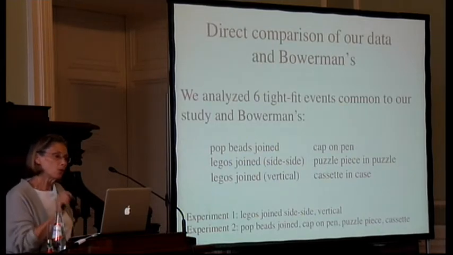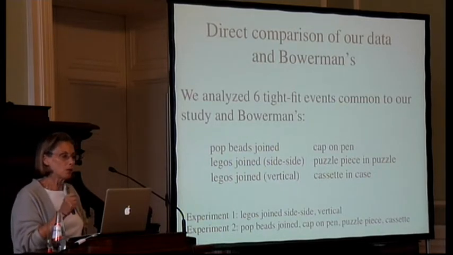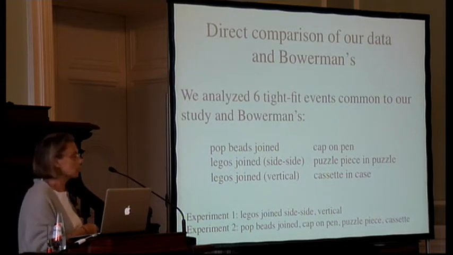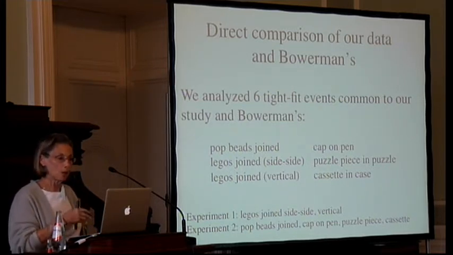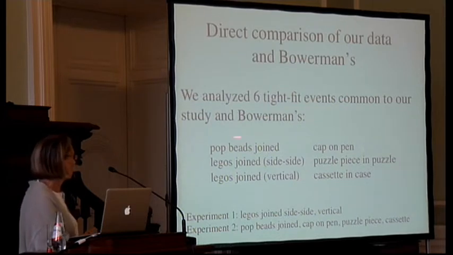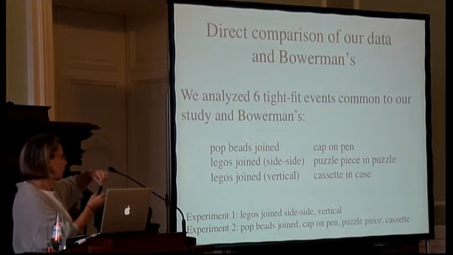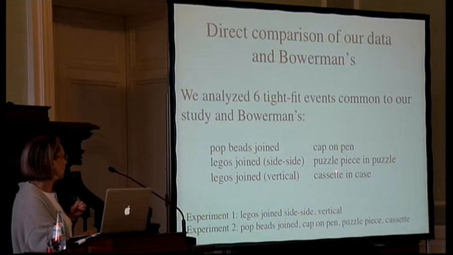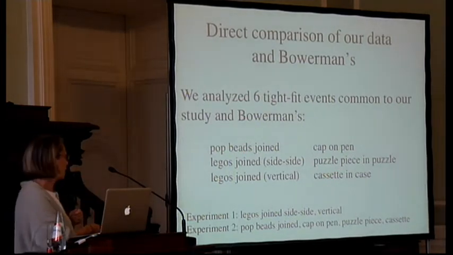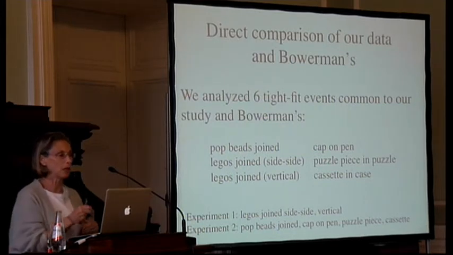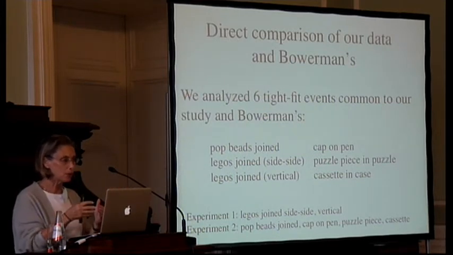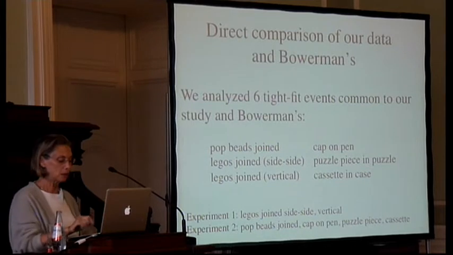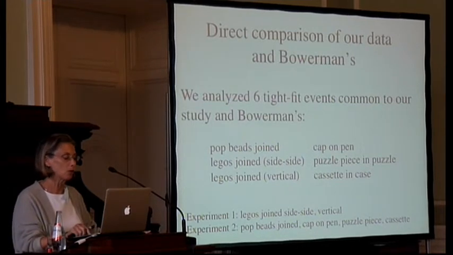So we decided to also do a direct comparison of our data and Bowerman's, and we analyzed the six tight fit events that were common to our study and Bowerman's, and these are they. Pop beads joined, a cap was put on a pen, a puzzle piece in a puzzle, a cassette in a case, Legos were joined side to side, and Legos were joined vertically. And they came from different experiments, but we pulled out the data on those and compared them exactly to what Bowerman and Shea had found.